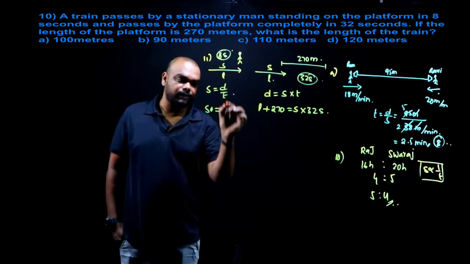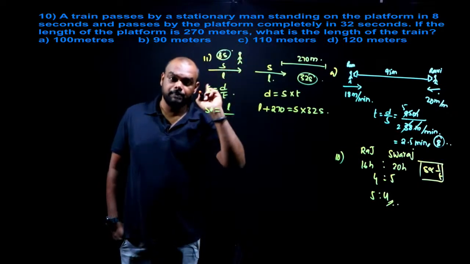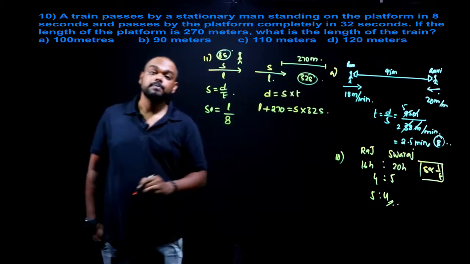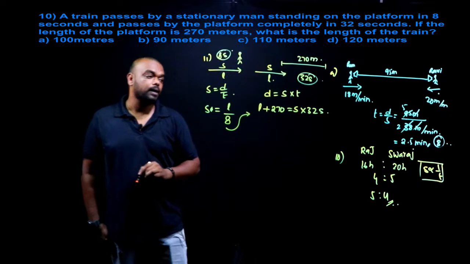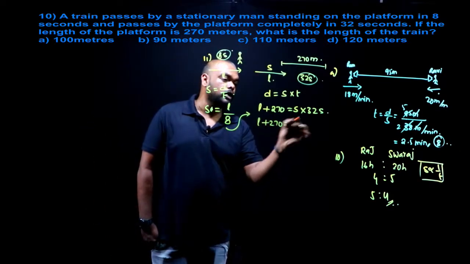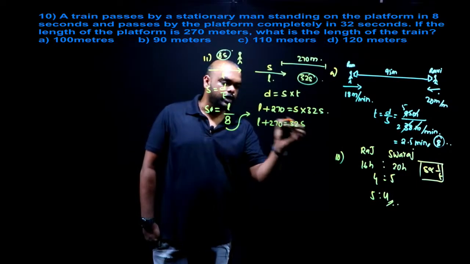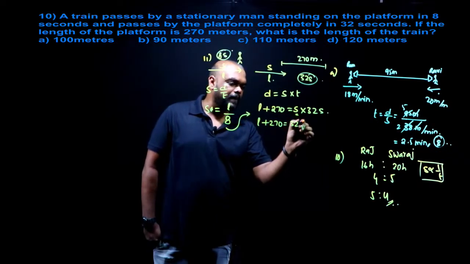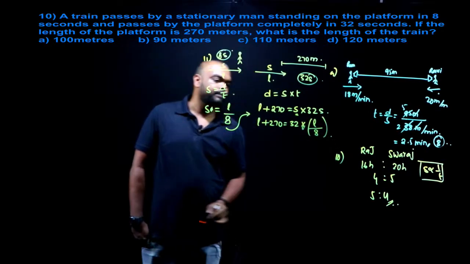Distance is the length of the train, that is L, because the length of the man is negligible. And time taken is 8 seconds. Now this is the speed value. Take it and put it into this equation. What happens? L plus 270 equals 32S. In place of S, what do I write? L by 8. I will write L by 8.